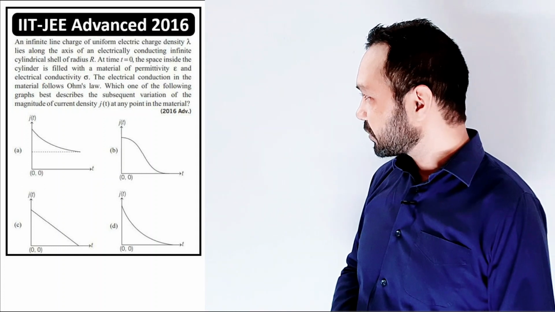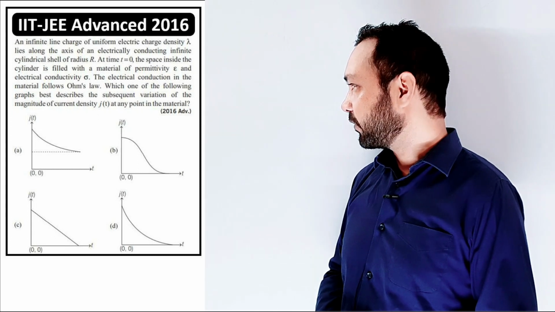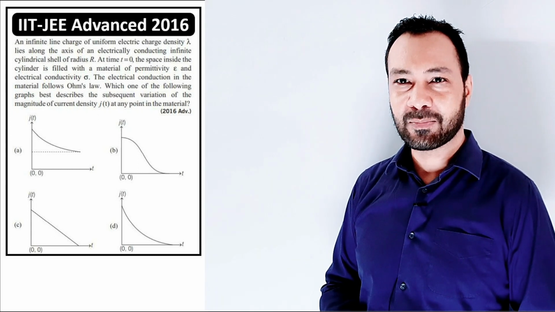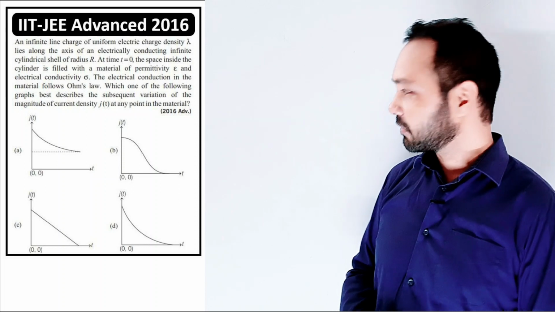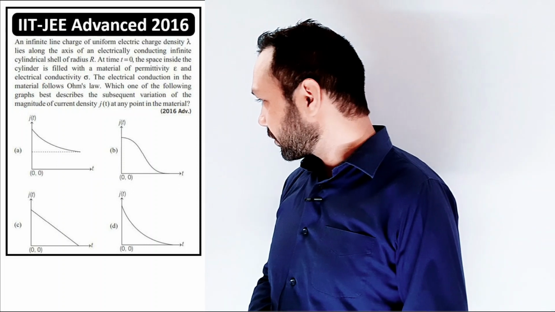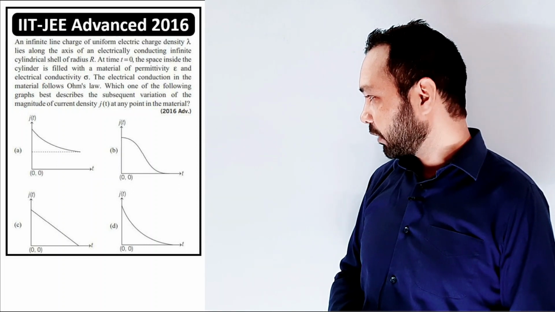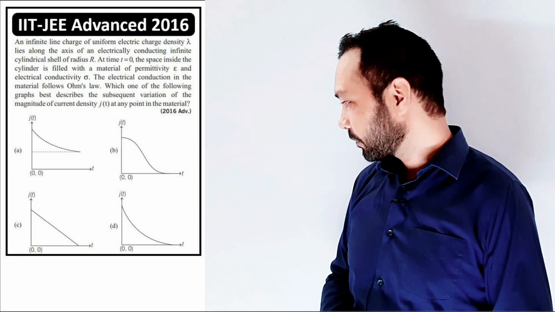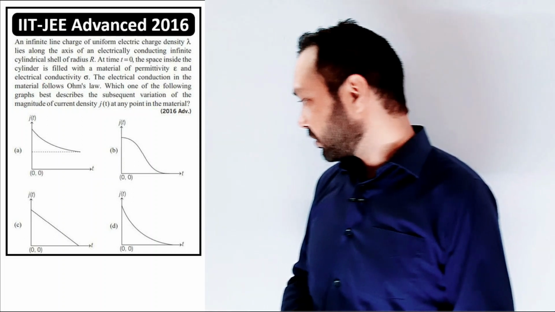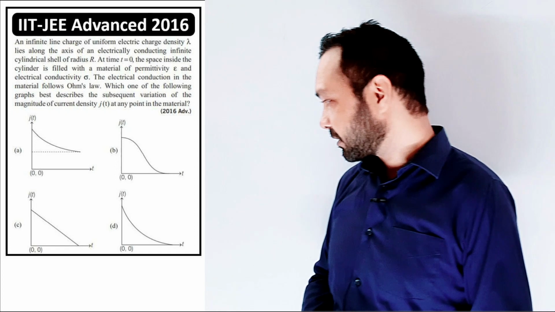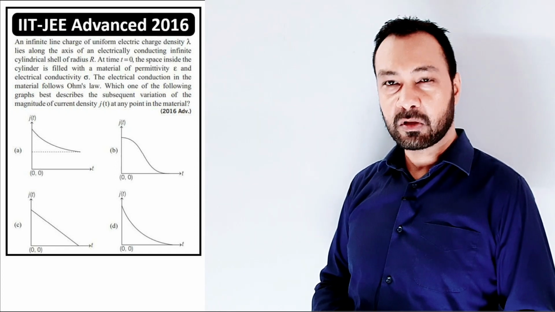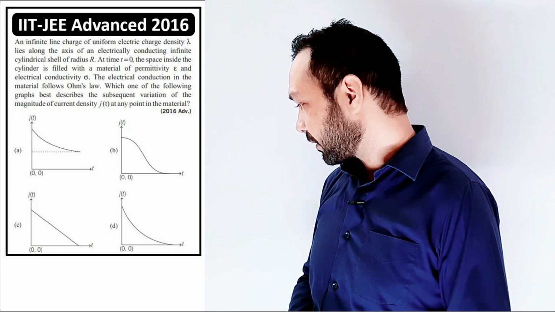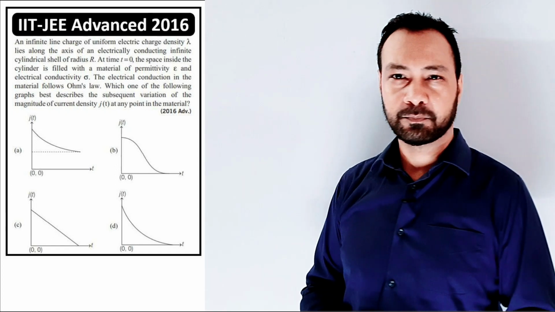At t equal to 0, the space inside the cylinder is filled with a material of permittivity epsilon and electrical conductivity sigma. The electrical conduction follows Ohm's law. Which of the following graphs best describes the subsequent variation of the magnitude of current density J, that is J as a function of time, at any point in the material?